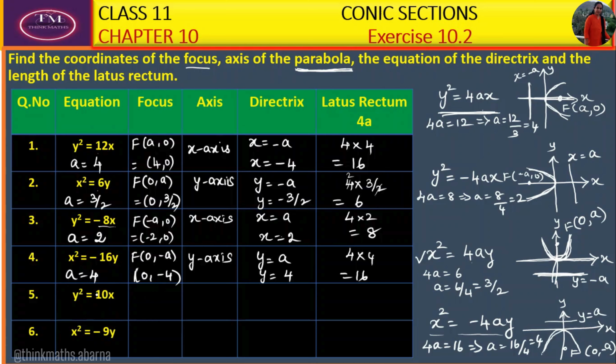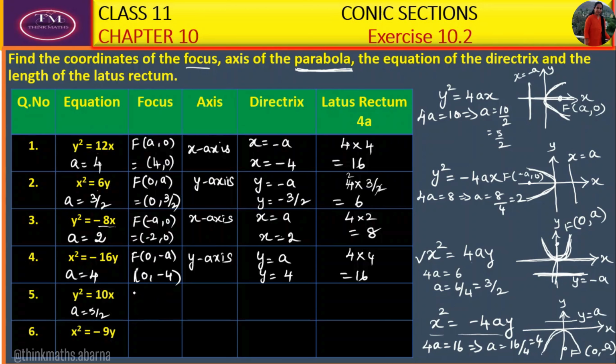This is coefficient of x. So coefficient of x is positive. So if it is coefficient of x, then the parabola is symmetrical about x-axis and it is positive. So it will be in this way. So it will be facing towards right side. Now here we have to compare this with this equation. So if we compare, we will see 4a equal to 10. That means a is equal to 10 by 4, which is equal to 5 by 2. Okay. So a is equal to 5 by 2.